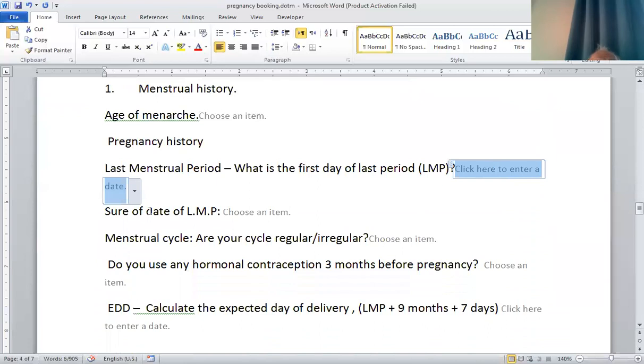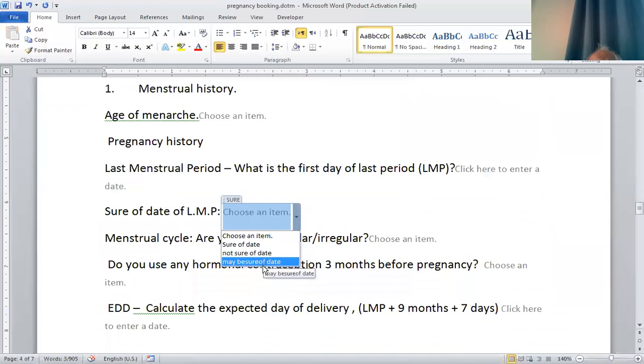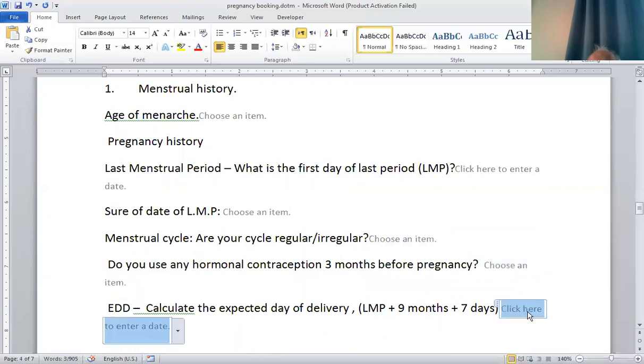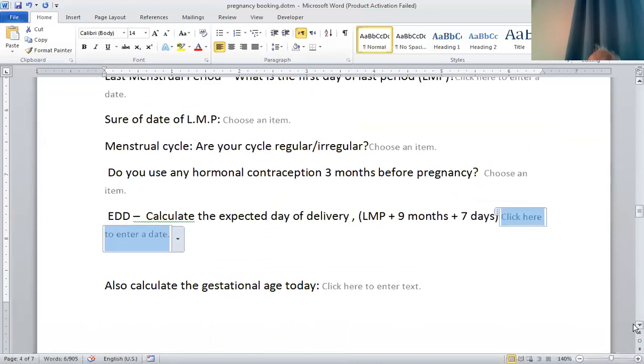And then we are going to be sure of the date or not sure of the date. And then we have to ask whether the menstrual cycle is regular or irregular. And then we ask if she was receiving any hormonal contraception in the last 3 months or not. And then we calculate the expected date of delivery by adding 9 months and 7 days. And also we calculate the gestational age of the pregnancy. Every 3 months equals 13 weeks.